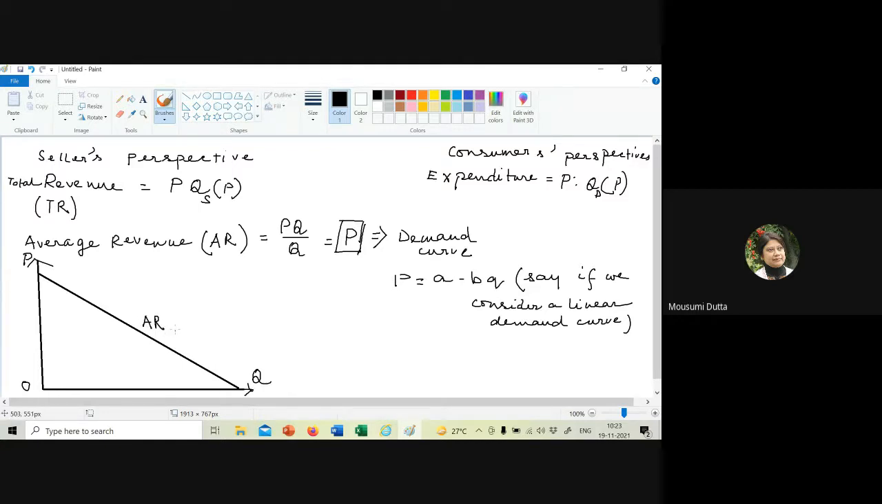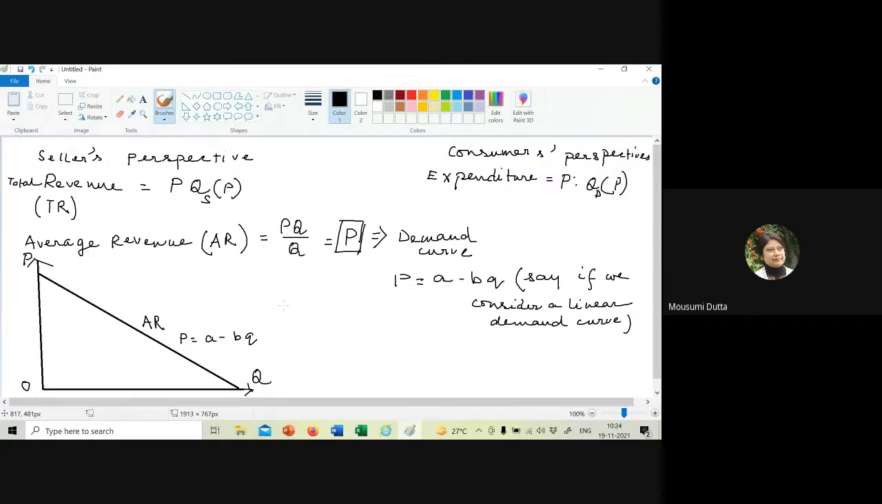This is the average revenue curve, or this line. P is equal to A minus BQ. From the seller's perspective, we can consider P into Q as total revenue. In that case, average revenue becomes PQ by Q, which is P. And this P indicates the demand curve, P is equal to A minus BQ.